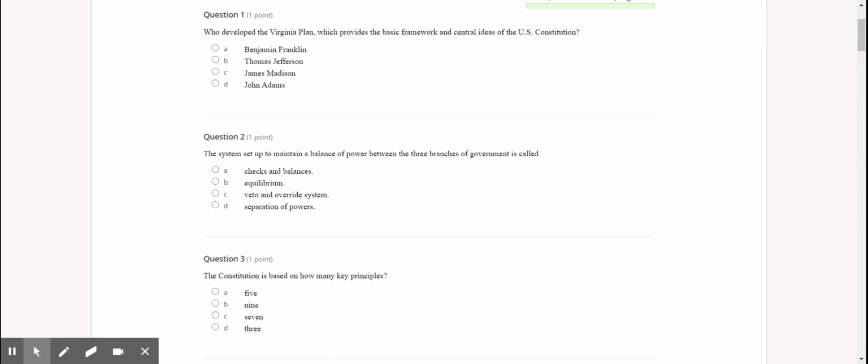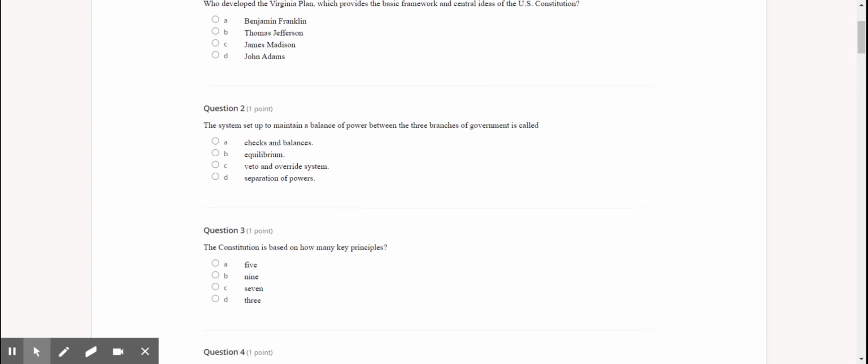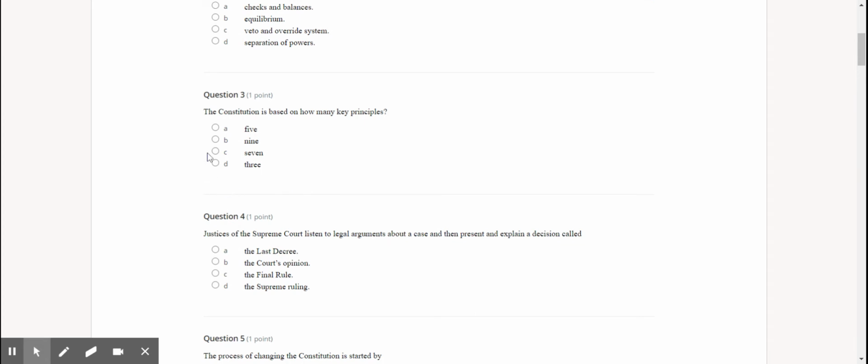Number two, the system that was set up to maintain a balance of power between three branches of government is called checks and balances, equilibrium, veto and override system, or the separation of powers. Number three, the Constitution is based on how many key principles? Five, nine, seven, or three?